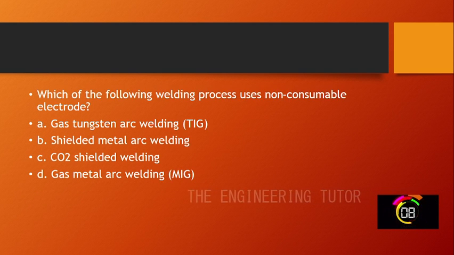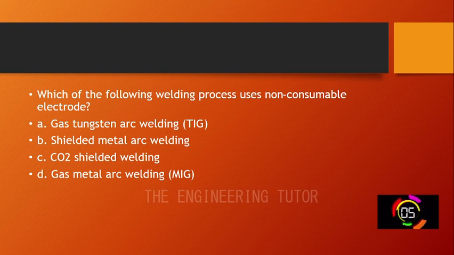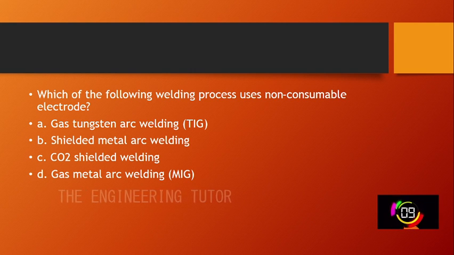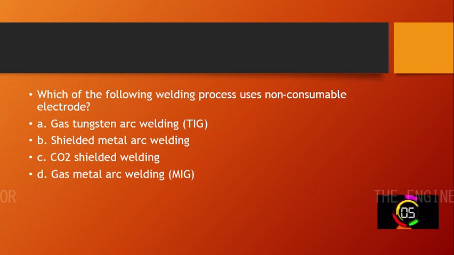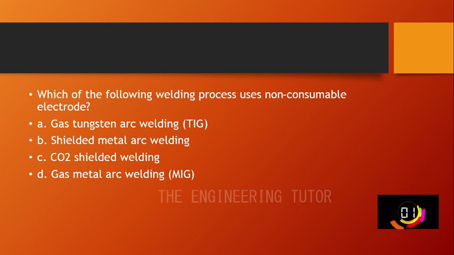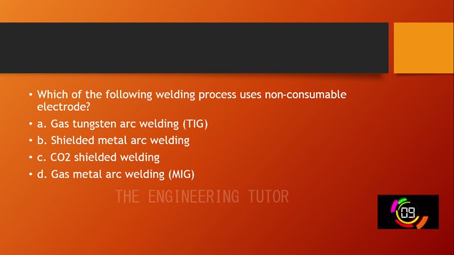Which of the following welding processes is non-consumable weld? It's a very simple question. All of you know that gas tungsten arc welding, that's the TIG welding, is the non-consumable weld. In all other processes, we will be using the consumable weld. The main confusion is between MIG and TIG welding. MIG means metal inert gas welding. TIG means tungsten inert gas welding. In MIG welding, we will be using a consumable electrode. In TIG welding, we are using a non-consumable electrode.